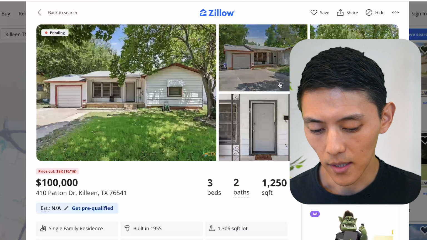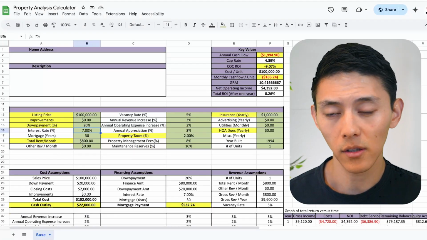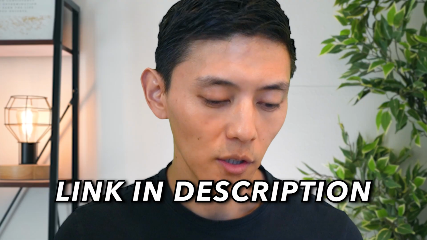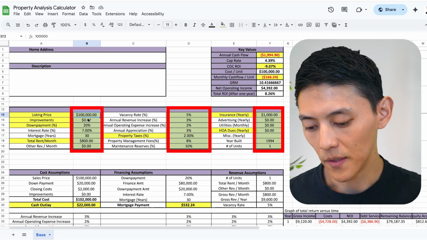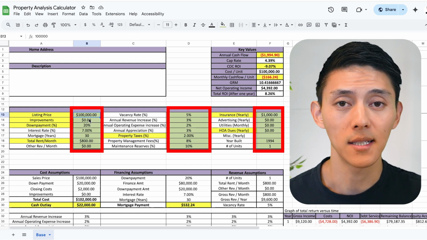The next thing you want to do is go to a property analysis calculator. Now, of course, you can make this yourself. It does take a lot of time and you want to make sure your calculations are correct, or you can get my calculator with the link down below. What I typically do is I just fill in all the green spots. These are all the relevant information that we need to see if a deal is good or not.